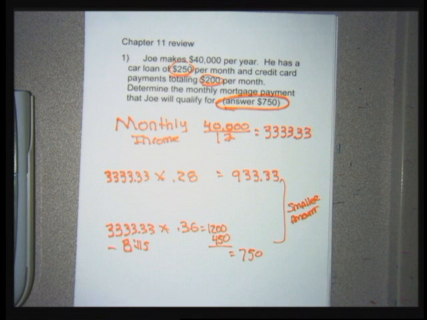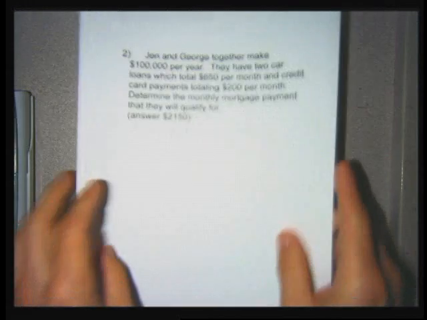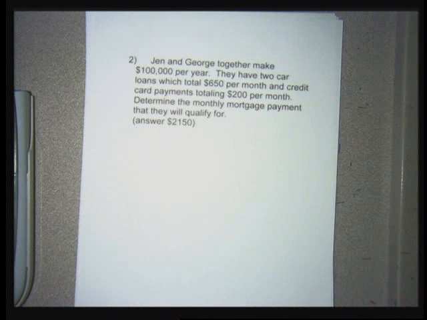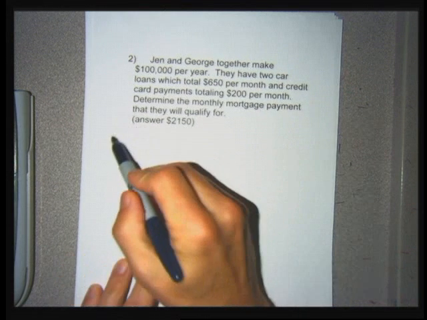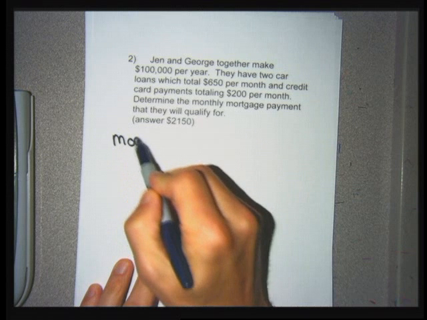I don't need the TVM solver at all to compute how much of a monthly payment, principal, interest, taxes, and insurance somebody can qualify for. Problem 2 is essentially a duplicate of 1. It just gives another practice to figure out what mortgage payment that, in this case, a couple can qualify for. So I pooled their income together. They made $100,000. Maybe Jen made 70 and George made 30. It doesn't matter when I pool their income who makes what. I'm just giving a total income here, and I'm going to do essentially the same computations.